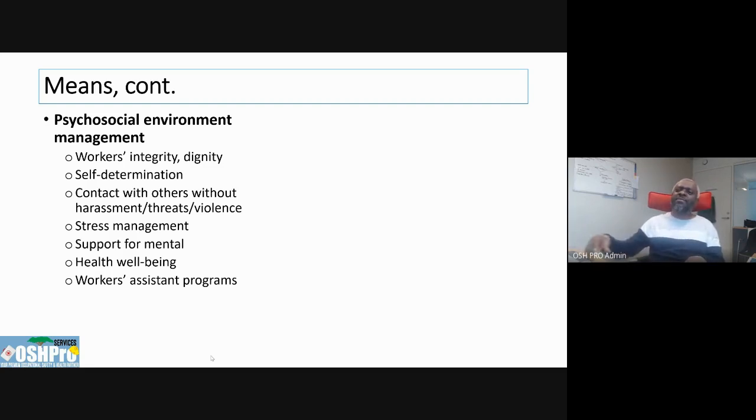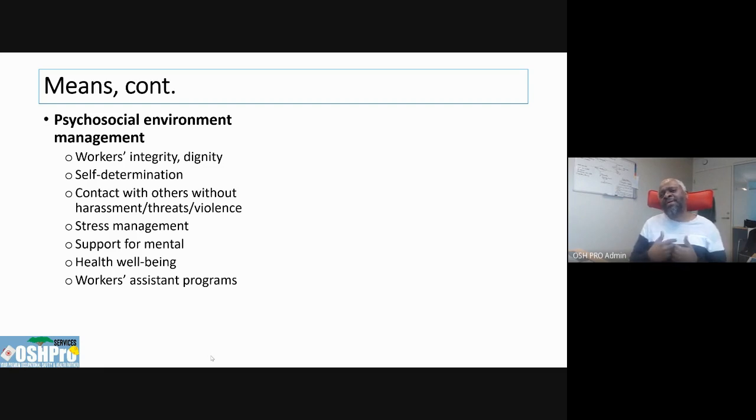If they meet somebody from other department, then it should be okay that they sit and talk together, and then the manager should not come and say, hey, what are you doing here? Go to your section, go to your department. There should be that contact allowed without harassment, without threats, or without violence.